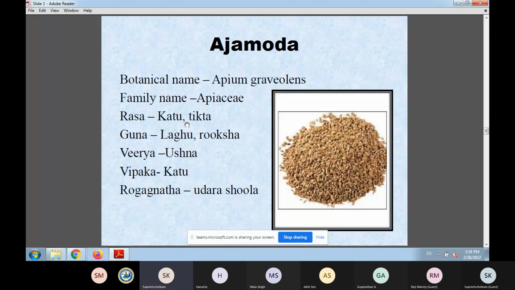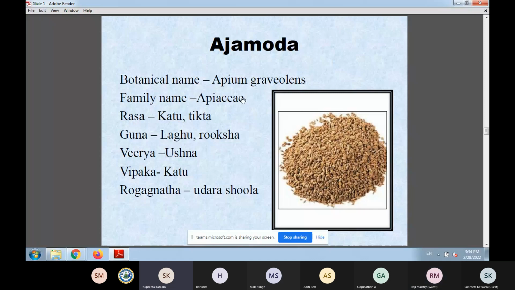I'll go through another two or three slides. Then I think you'll be able to understand much better. Ajamoda, Apium graveolens, botanical name and family name we need for proper identification. Ajamoda. Can somebody tell me the English name of this? Is it carom or caraway seeds? Carom or caraway seeds? Ajwain. Yes, Ajwain. Okay, so all of you have understood, it's good.